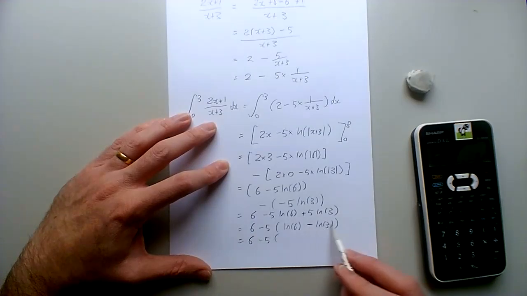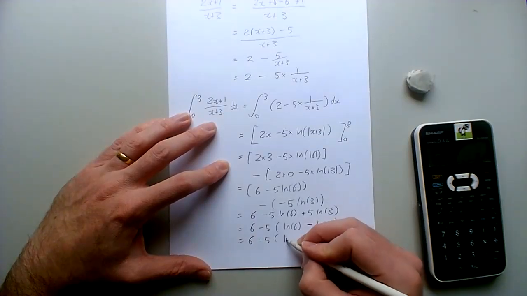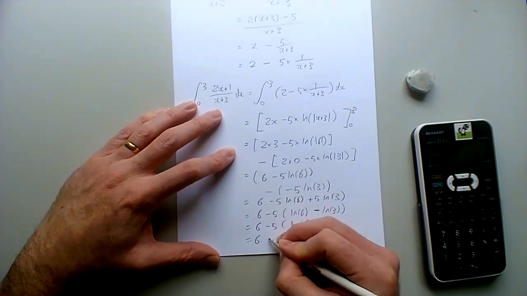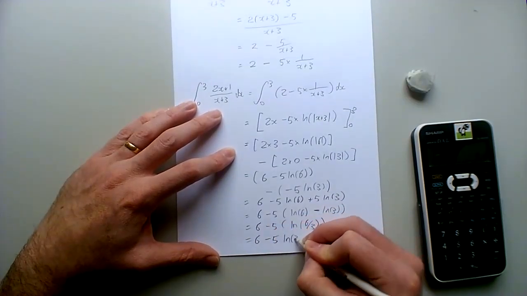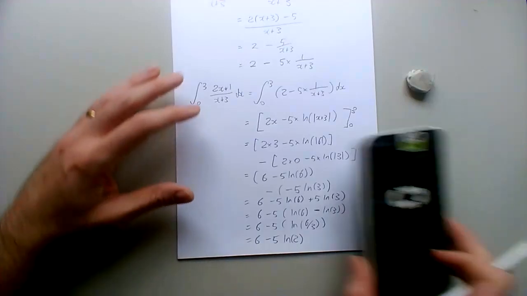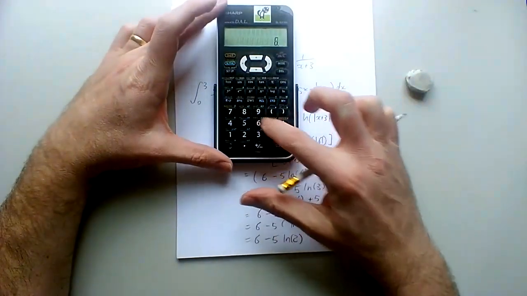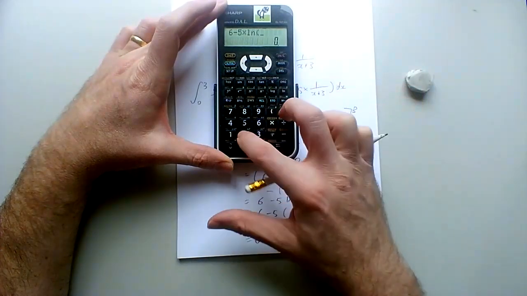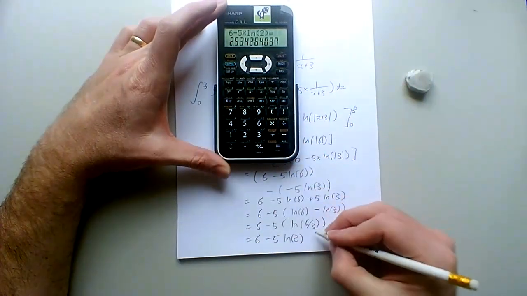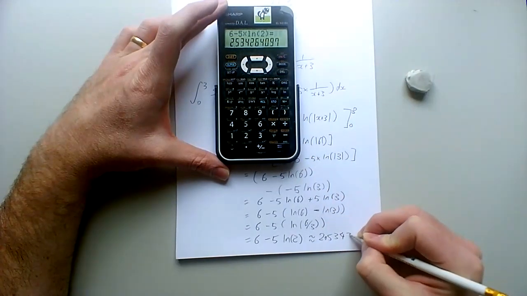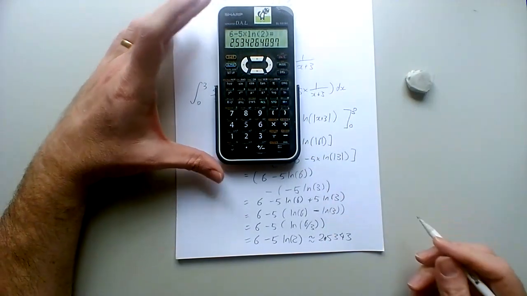With logs, subtraction outside is the same as division inside. So that'll be ln of 6 divided by 3. So I've got 6 minus 5 ln 2. All right, and I think that's as simple as it's going to get for the exact answer. And let me get my calculator and figure out what that is. 6 minus 5 times ln of 2 is approximately 2.5343 to 4 decimal places.